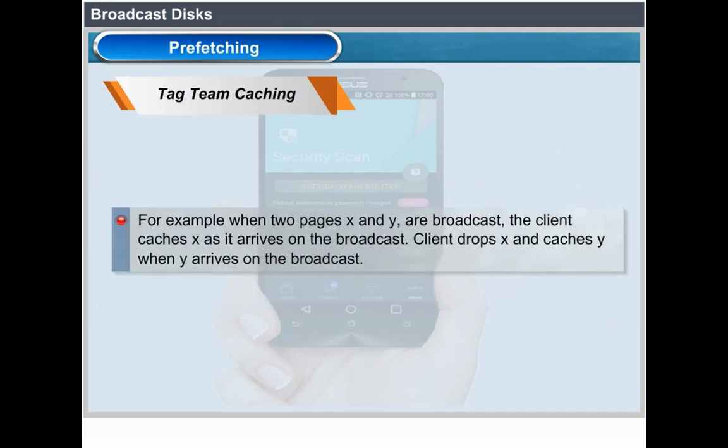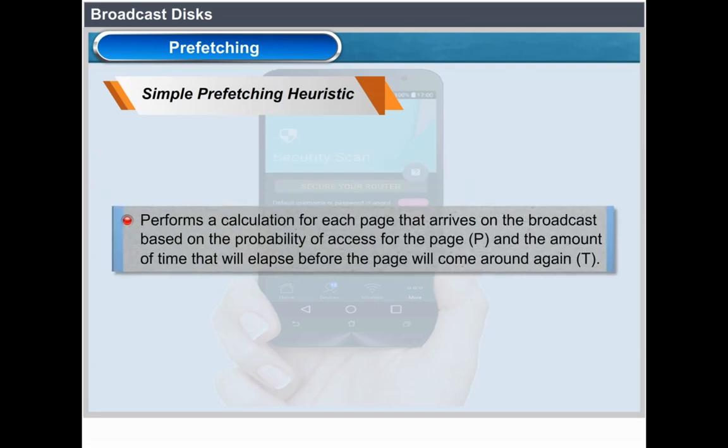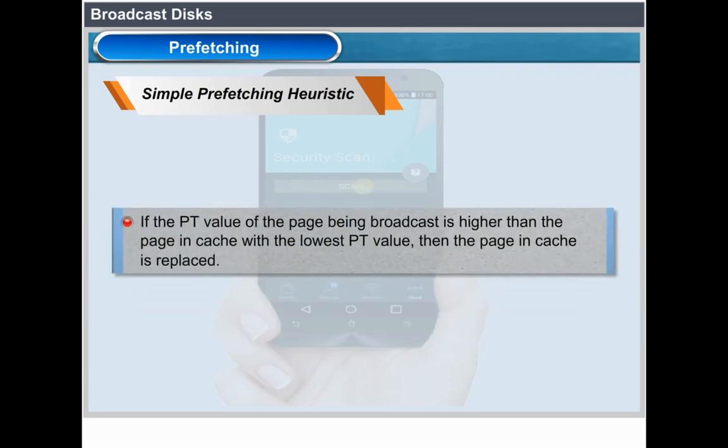For example, with two pages X and Y being broadcast, the client caches X as it arrives on the broadcast. The client drops X and caches Y when Y arrives on the broadcast. The simple prefetching heuristic performs a calculation for each page that arrives on the broadcast based on the probability of access for the page P and the amount of time that will elapse before the page will come around again, T. If the PT value of the page being broadcast is higher than the page in cache with the lowest PT value, then the page in cache is replaced.